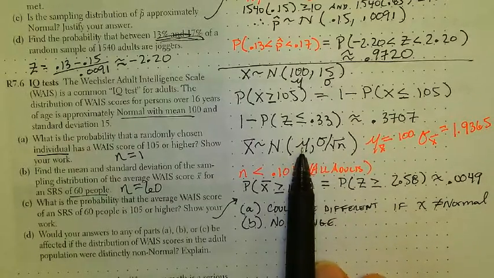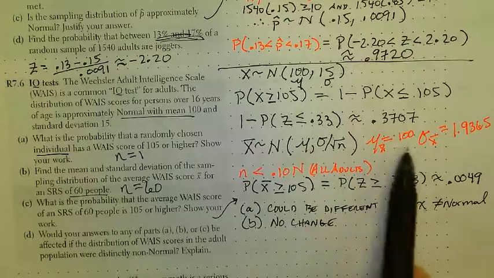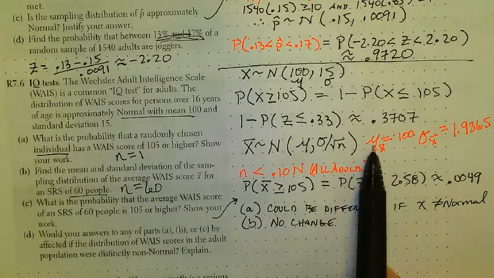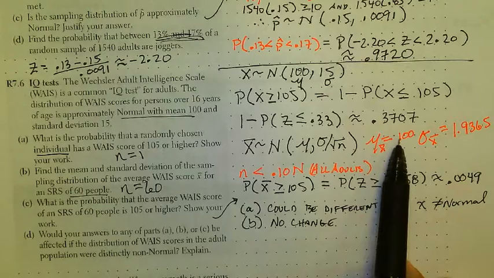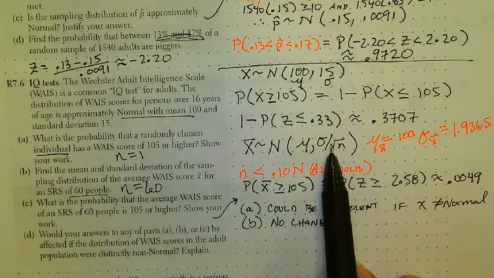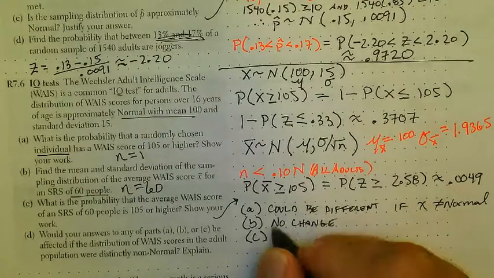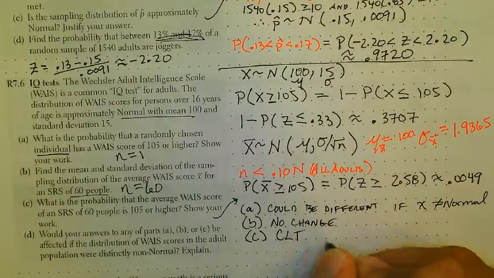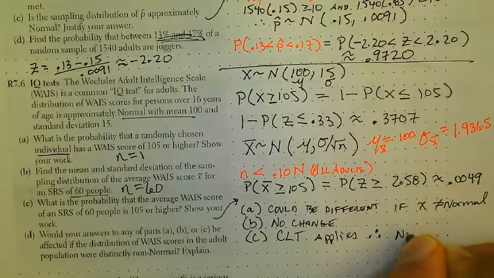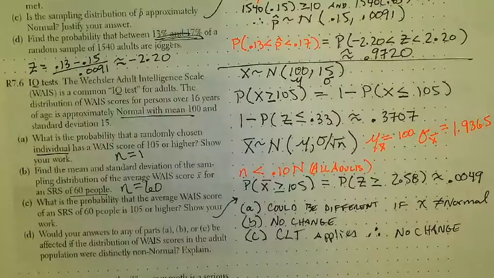Mean and standard deviation are going to be the same regardless for the sampling distribution of x bar, right? The mean will approximately be the mean of x, and the standard deviation will be the standard deviation divided by the square root of n, right? And C, well, our central limit theorem applies, so therefore no change there either. Okay.